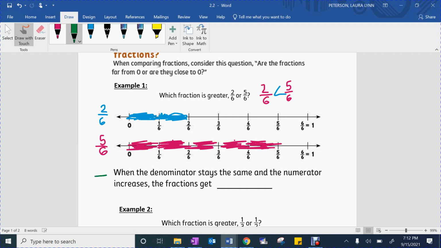I want you to do a little star next to this. And this says, when the denominator stays the same, that means the bottom number stays the same, and the numerator, that's the top, increases, the fractions get, and in our blank, we say bigger. And this would be a great time to pause the video if you need to finish coloring in or writing anything down.